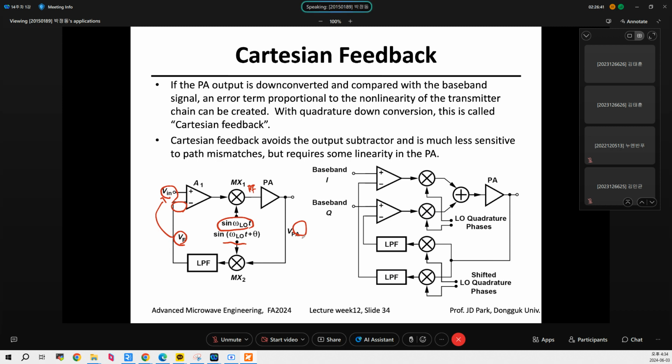So here is the implementation. You have an I signal and Q signal, which conserve the phase information, and just take a part of the power amplifier signal and shift the quadrature phase like this, because there is a phase term theta. So we just put them together and compare. Okay, this is a negative feedback. Since we use I and Q, this is a Cartesian feedback.